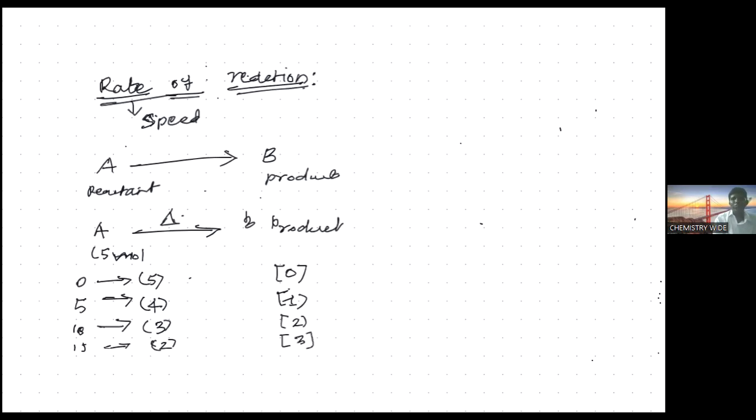Again, at 20 minutes interval, reactant A is going to be decreased by 1 mole, and the product is going to be increased to 4 mole.